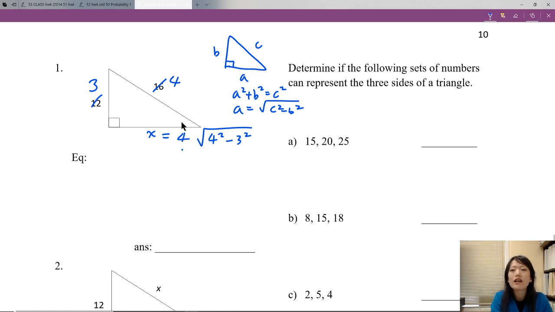Okay, so I divided it by 4 to reduce it down. So I had to put that 4 factor back in. So I get 4 root 16 minus 9. So I know it's 4 root 7.